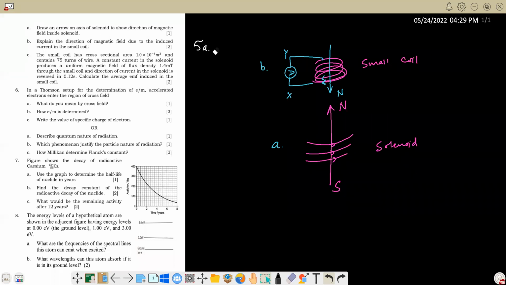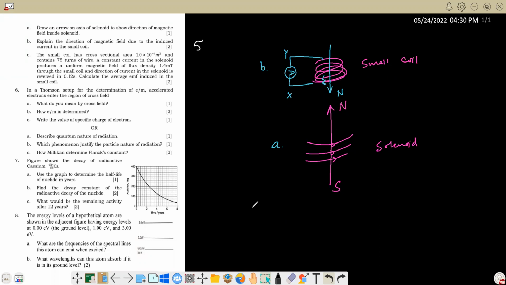So for A we make this much of an answer, and for B we make this, and you have to explain what I discussed earlier, because it is for 2 marks. The direction of magnetic field will be down to up, and then the induced EMF should be produced in such a way that the magnetic field will be closer to the end pole of the solenoid. Okay, so you have to explain that for question number B.